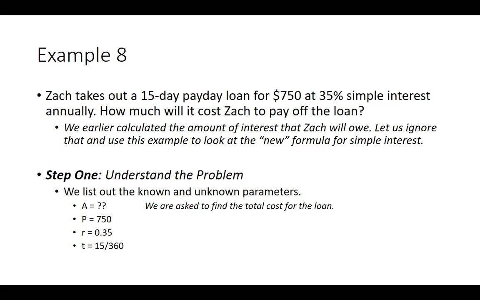So let's list out the known and unknown parameters. A is unknown because we're asked to find the total cost for the loan. So that's A, and we don't know it. That's what we want to find. P, the principal, is $750. R, the rate, 35% becomes 0.35 as a decimal. And T, the time, 15 days out of the year, 15 out of 360. 15 over 360 is T.